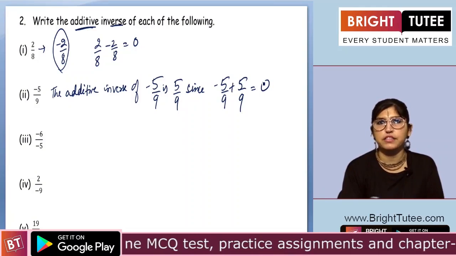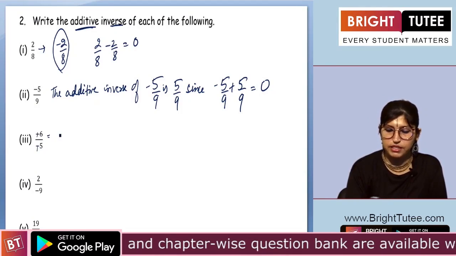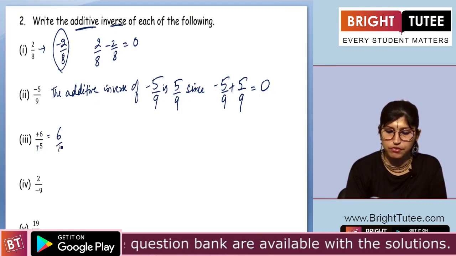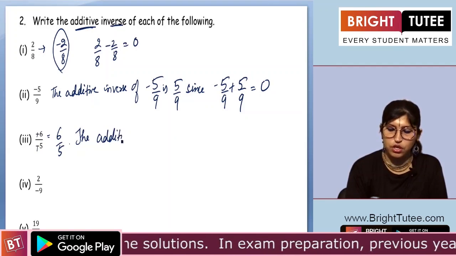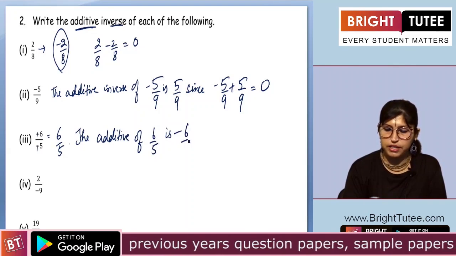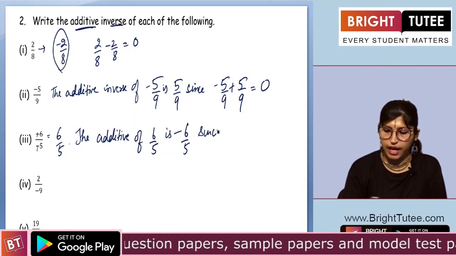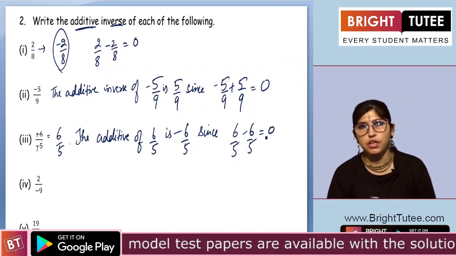Minus 6 upon minus 5. So we'll just cancel it out whatever we could. So we can cancel minuses out. So we're left with only 6 by 5. Now the additive inverse of 6 by 5 will be minus 6 by 5, as 6 by 5 minus 6 by 5 equals 0.